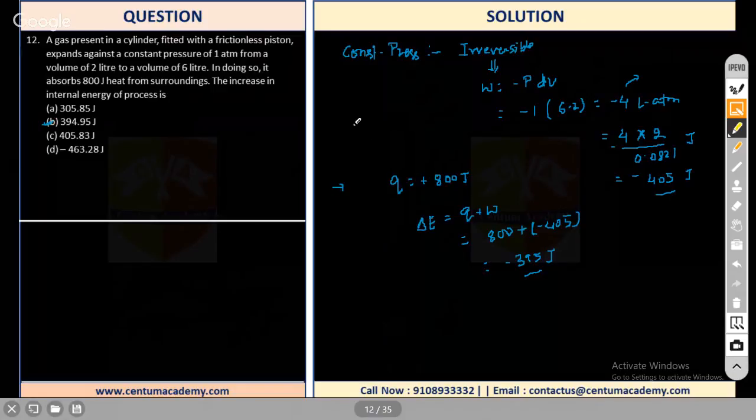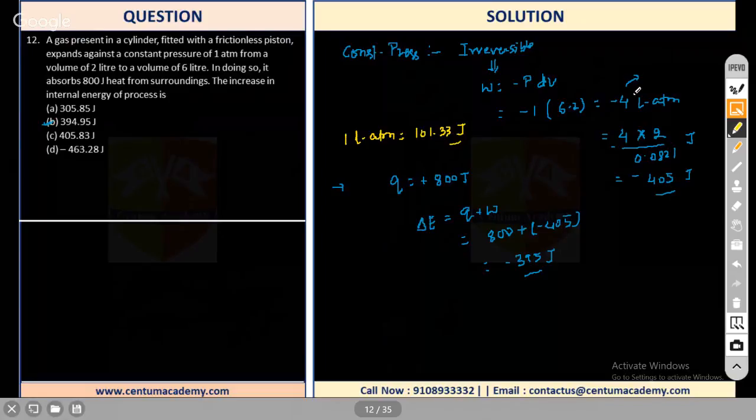See, you can use this relation also. 1 liter ATM is equal to 101.33 joule. That also you can use. So if you have 4, that will be approximately 405. That's what I've taken. It's 405, not 395, Sanjana.